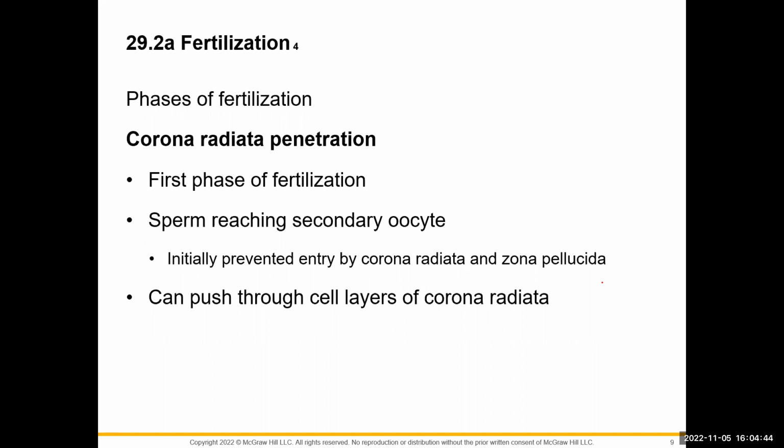And at this point, when the sperm come in contact, because you can have multiple sperm making contact with the corona radiata, but only one's going to get through. Basically the sperm are going to try to push their way through those cells of the corona radiata and try to enter into the zona pellucida. So that first phase is corona radiata penetration, and that's when the sperm are pushing their way through those cells.